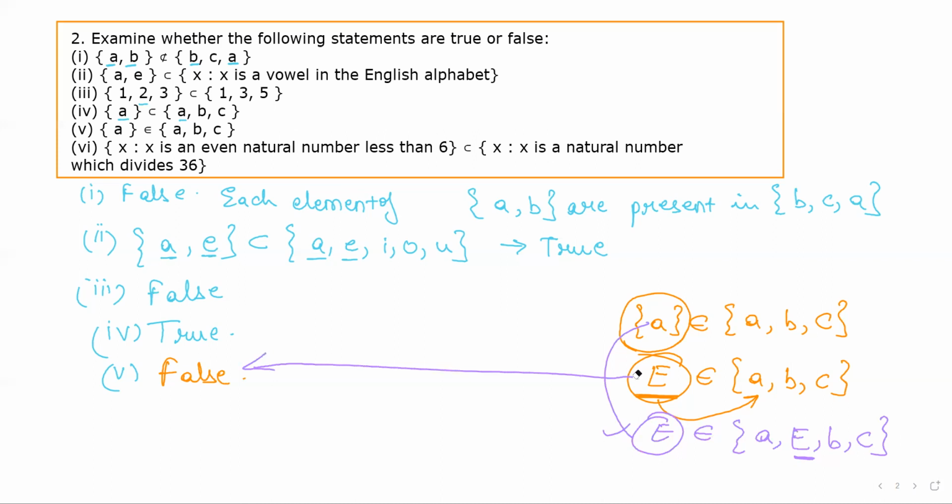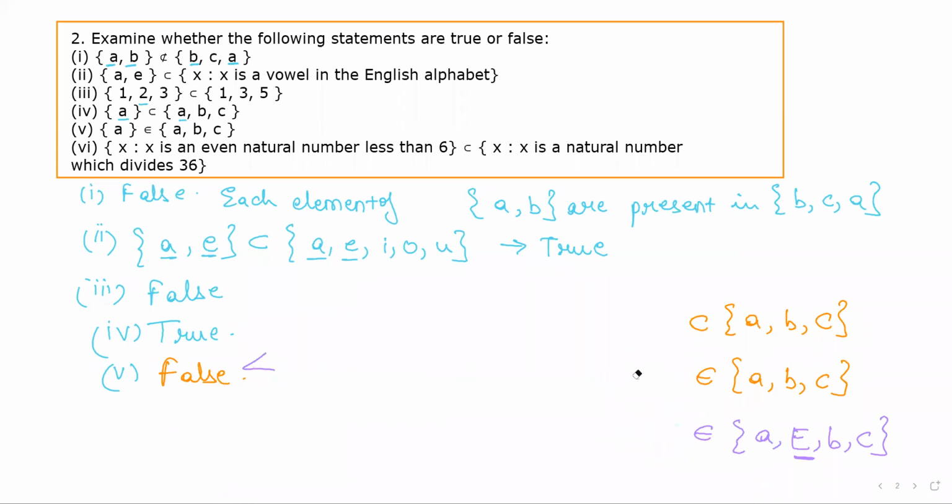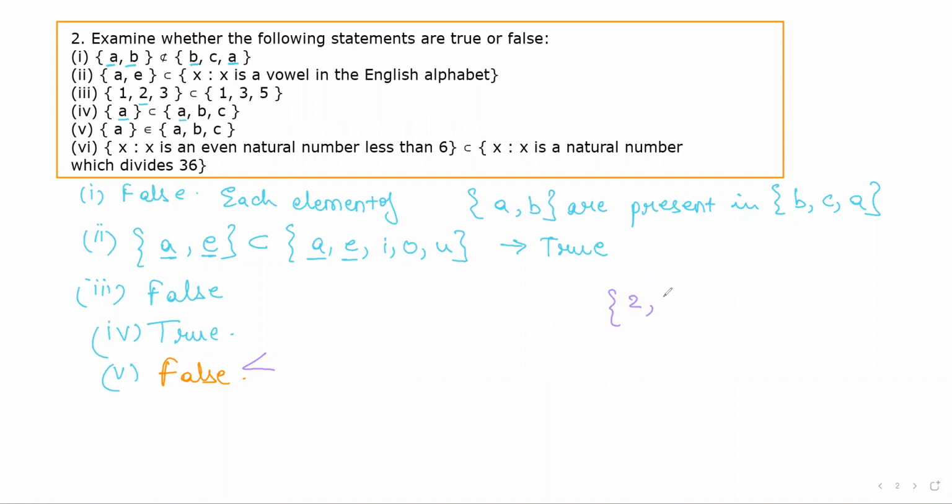Next. X is an even natural number which is less than 6. Let's convert it into roster form. Even natural numbers start with 2, 4 and 6. But less than 6 means we are not supposed to include 6. So it is {2, 4}, and it is a subset of X, a natural number which divides 36.